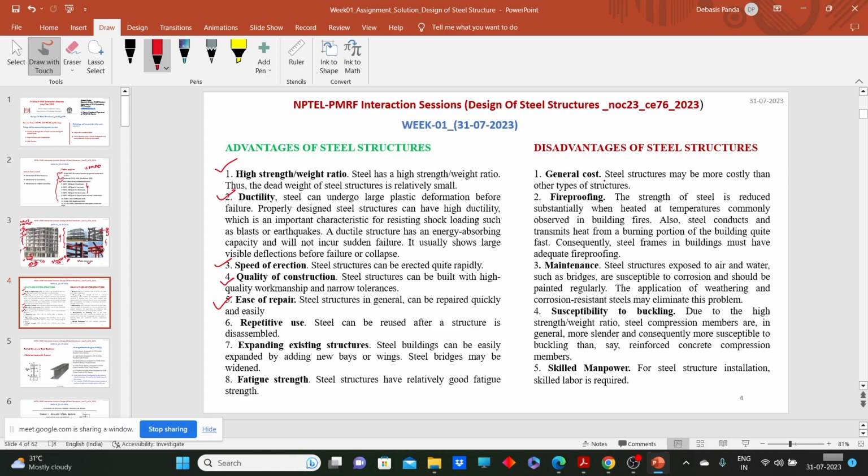And this has some disadvantages like fireproofing. It has a great disadvantage with fireproofing, or the fire resistance. Then we need skilled people to make the structure happen, which will increase the general cost of some projects. Then buckling. I said that high strength to weight ratio means the sections are becoming slender. That means the lateral dimension is less, so there is a chance of buckling. So these are the advantages and disadvantages of the steel structure.